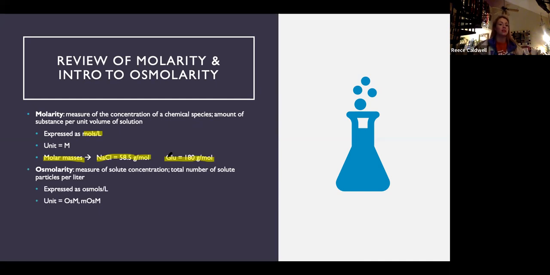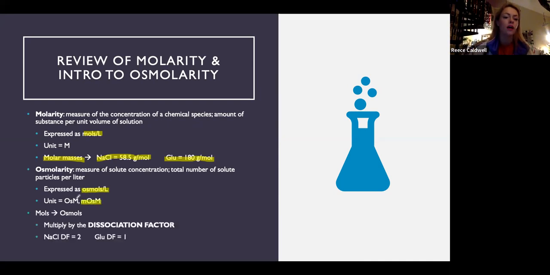Next, we have osmolarity, which is a measure of the solute concentration or the total number of solute particles per liter. What's more important here is to know that it's expressed in osmoles, and we'll also see milliosmoles. Now, molarity tells us the concentration of a chemical species. Osmolarity is kind of telling us the concentration of a solute in the body, so the conditions of the body. So in this class, we're not so much focused on molarity, we're way more focused on osmolarity.